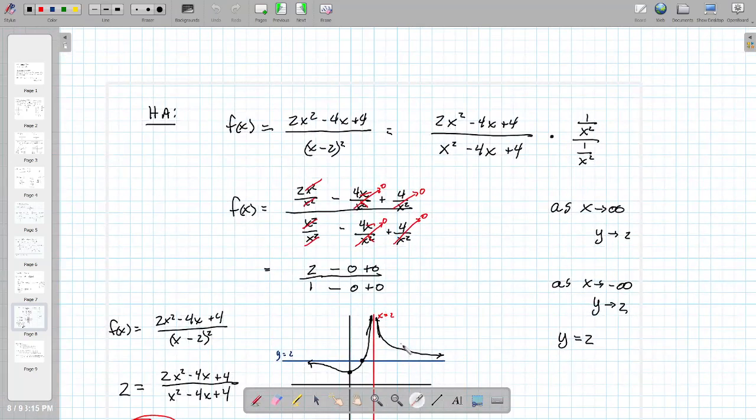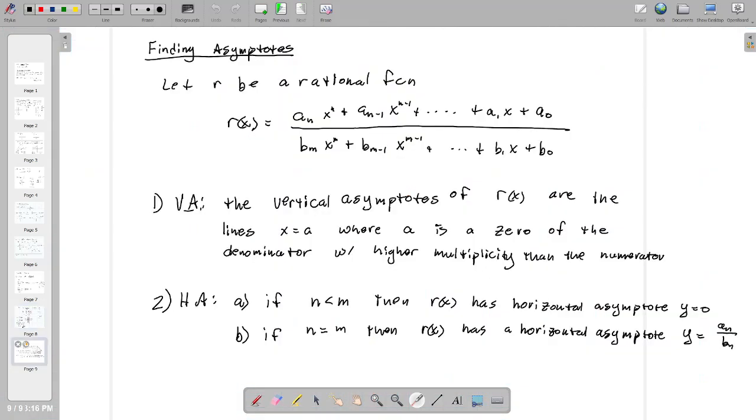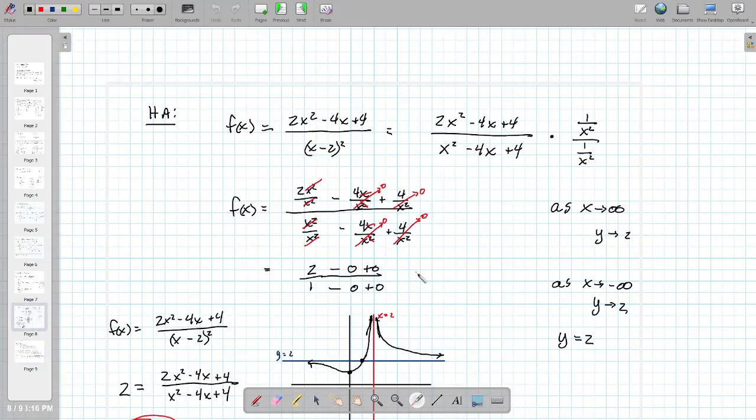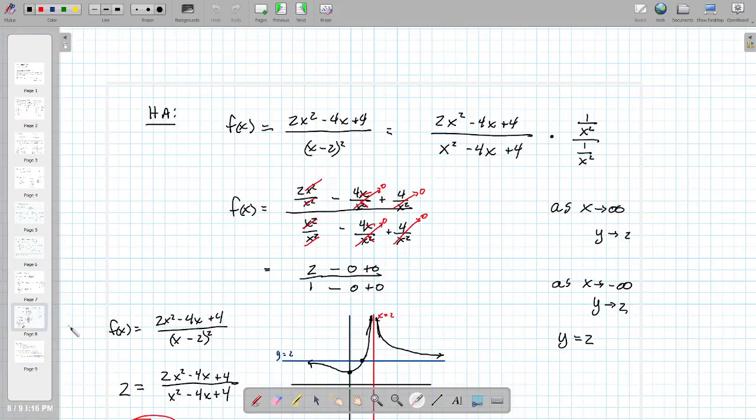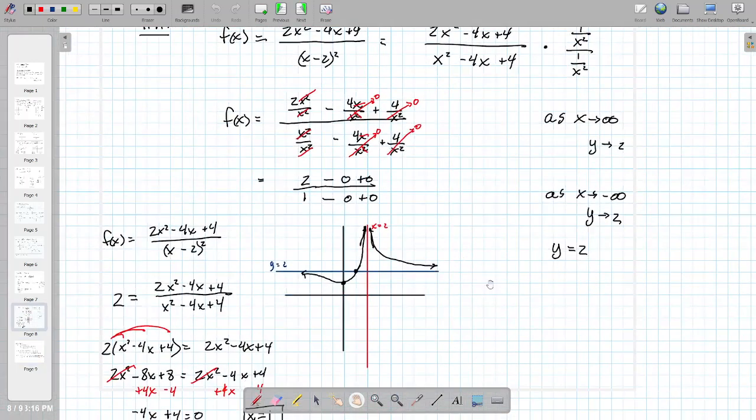Notice that we had an x squared in our numerator and an x squared in our denominator. After we multiplied out the denominator, you can see we have an x squared here. So this, our B case, was what we did here. And notice that our a sub n was 2 and our b sub n was 1. So what this is saying is that y would have equaled 2 divided by 1 in the previous example, which it did. We just found it a little bit different.